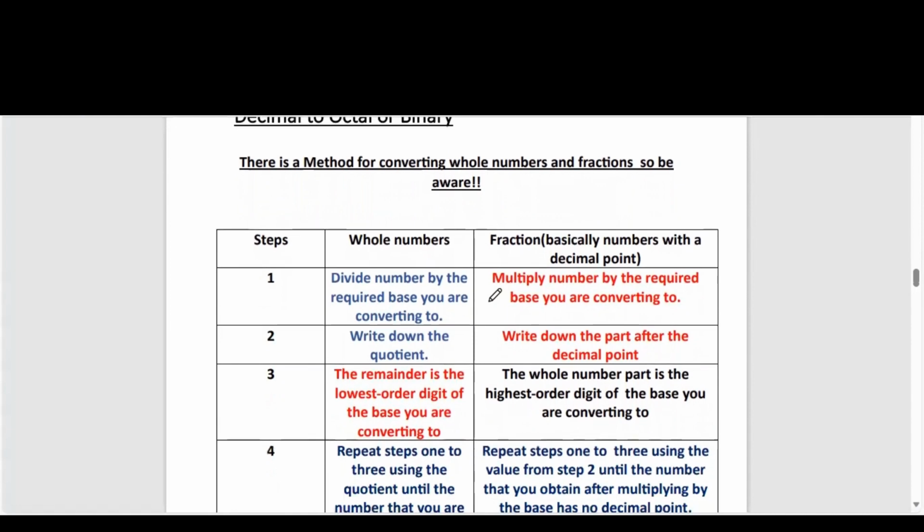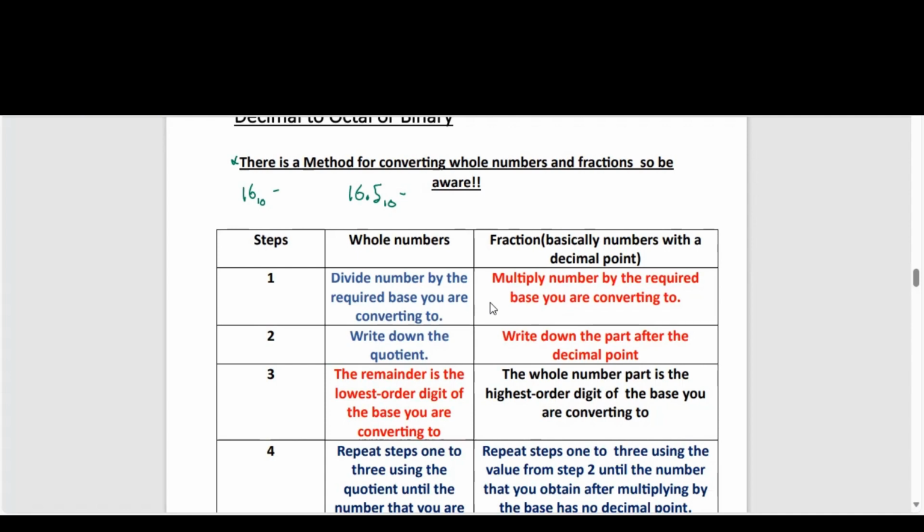So as I said before, the thing you have to remember when you're doing this is that there's a method depending on whether you're going from a whole number or a fraction. So if you have 16 in base 10 and you want to convert it to octal, the steps are different than if you have 16.5 in base 10 and you want to convert it to octal. The steps with these two are different. Keep that in mind. This is a whole number, different steps. This is a fraction, or it has a fraction in it, different steps.